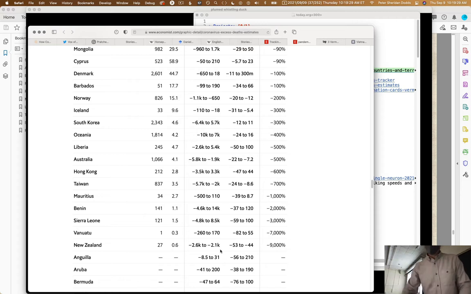Anyway, so if this data set is something to look at, it could be a part of a project if people want to think about this much more.